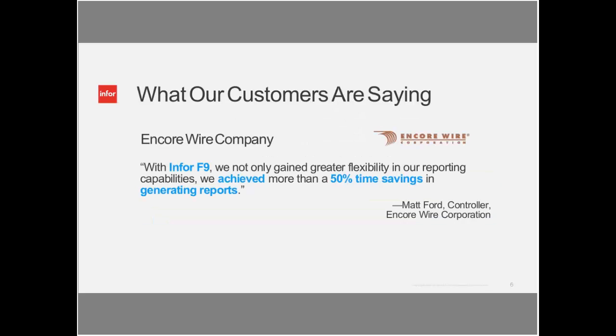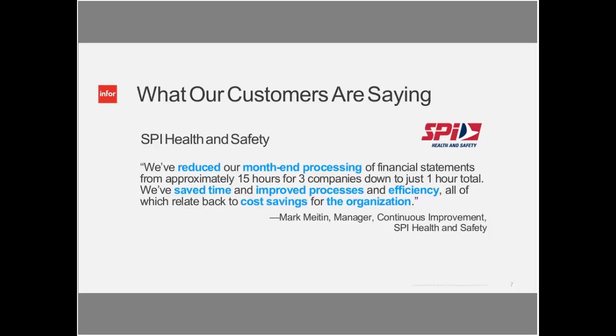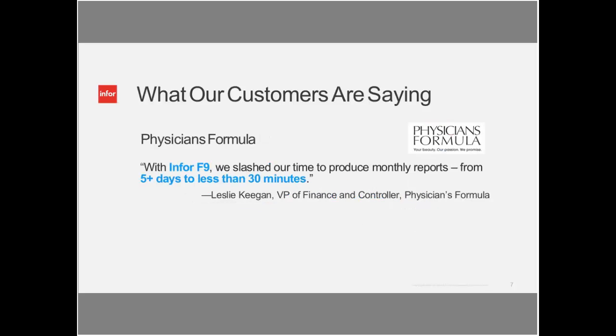Some things that F9 customers have said in the past, these are testimonials from existing F9 customers, and some of the key points are highlighted in blue there. 50% time savings in generating reports. Other things like reducing the workload, speeding up the month-end processing, saving time, that kind of thing, from SPI Health and Safety. And finally, Physician's Formula: F9 saved 5 days of work to produce financial reports. So lots of benefits to producing financial reports every month.